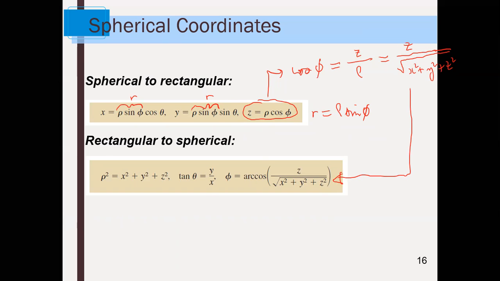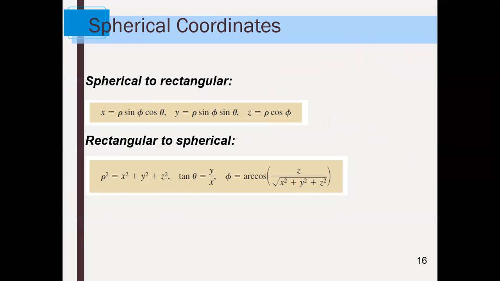And that works out perfectly because arc cosine always delivers an angle between 0 and pi, doesn't it? Arc sine is between negative pi over 2 and pi over 2. Arc cosine is between 0 and pi. Arc tangent is always between negative pi over 2 and pi over 2. So phi is equal to the inverse cosine of z over rho, and we just replaced rho with what it is in terms of x, y, and z. Make sense? We're just doing some trigonometry here. We're just trying to capture everything.